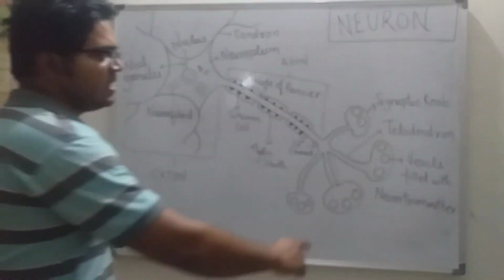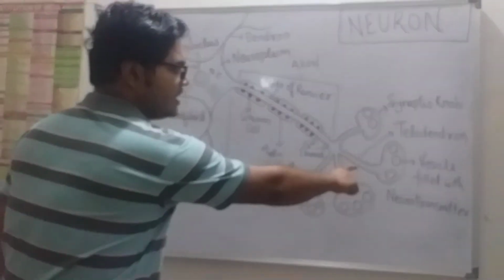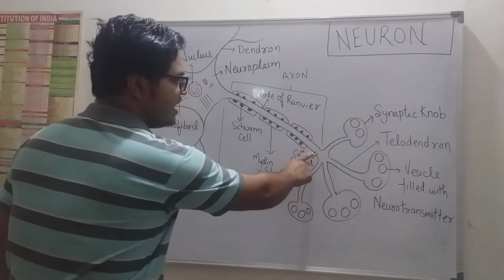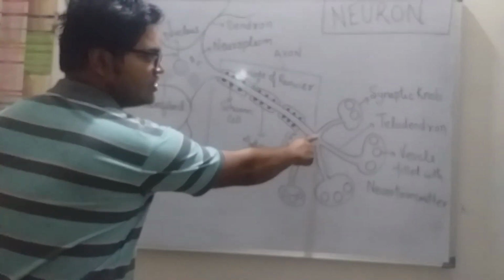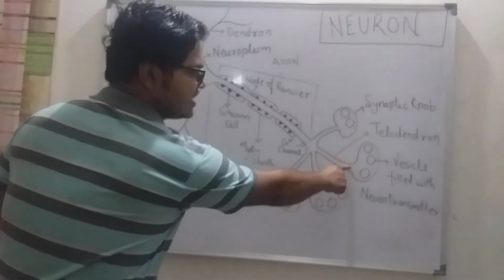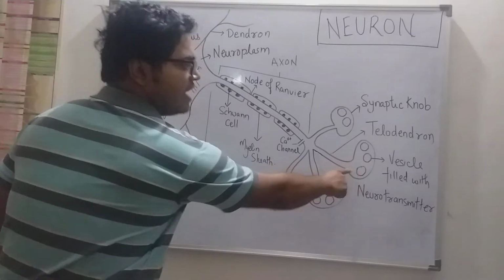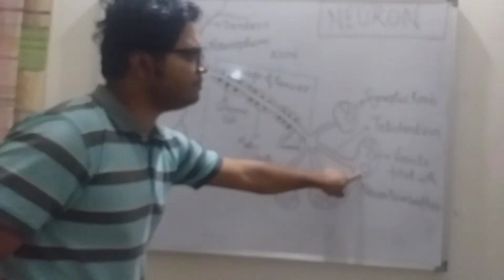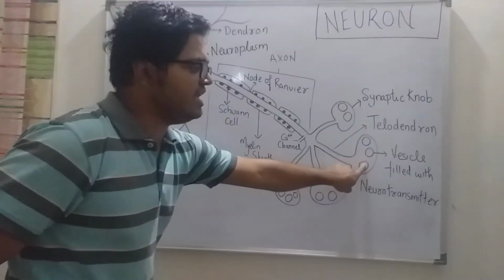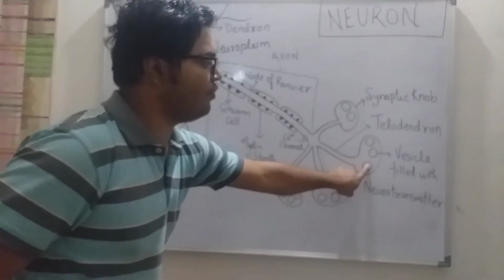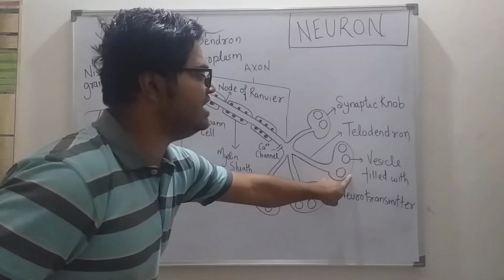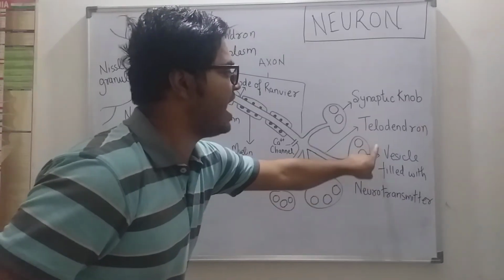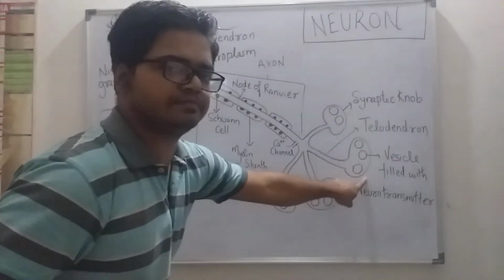What happens when the action potential reaches here? The calcium ion channel opens and calcium moves inside. This calcium helps in the exocytosis of vesicle containing neurotransmitter. Then what happens? The exocytosis of vesicle releases the neurotransmitter at the synapse.